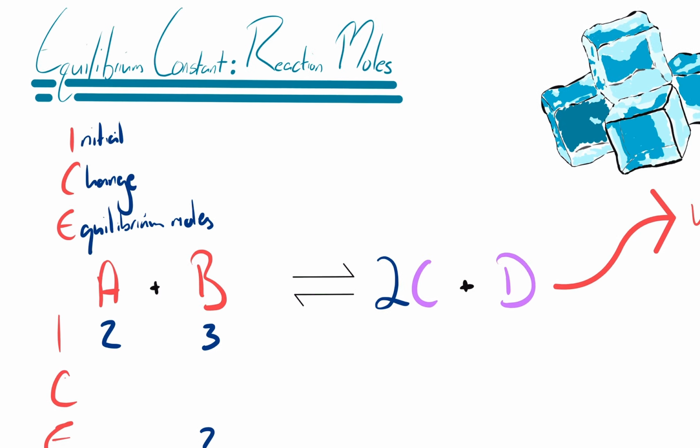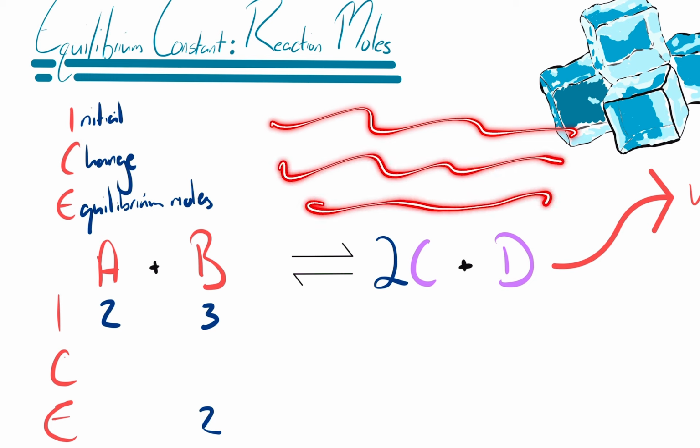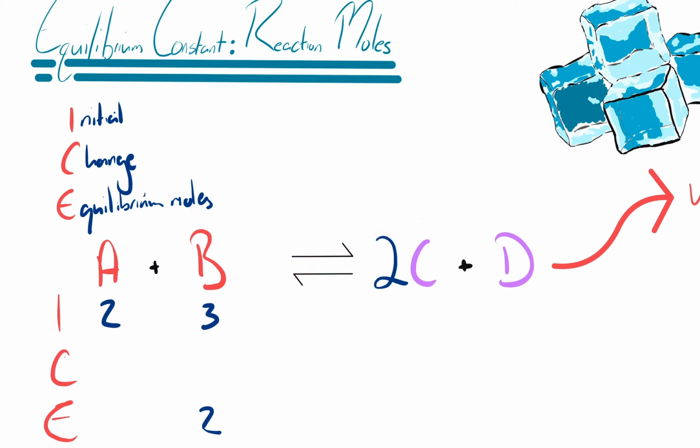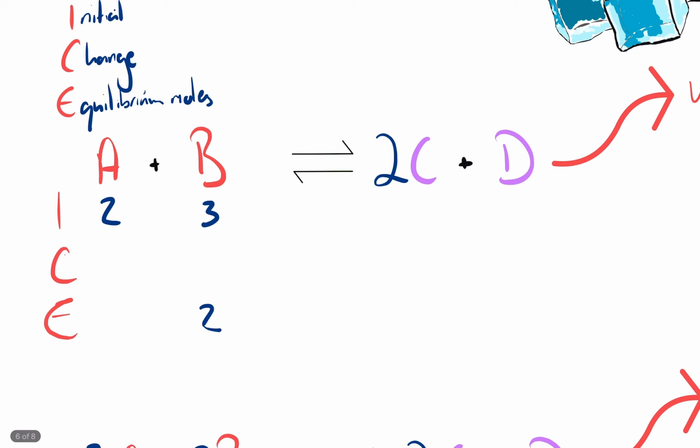Now, this is roughly what a question looks like. Normally this is going to be contained within some text, and you need to sort of extract the text and put the information in the table. And generally what we're given are the initial moles of our reactants and the equilibrium moles of one of our either reactants or products. Now, we're not going to be told this, but essentially we're starting off with our reactants and then making our products.